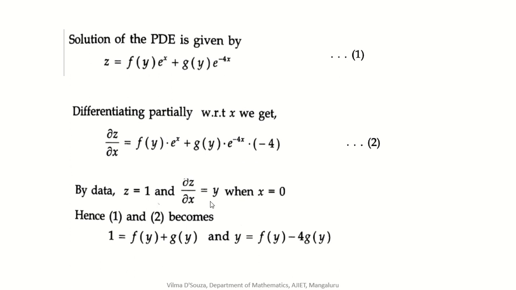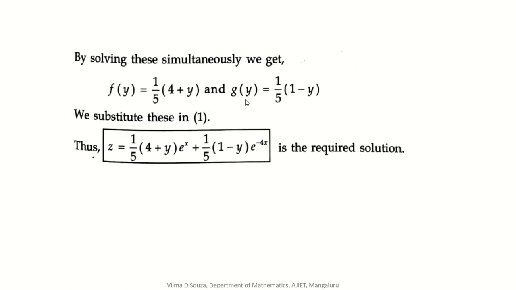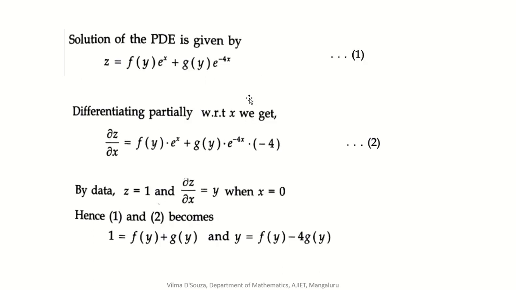You can add the equations. When you add the equations, directly if you add, nothing will get cancelled. Subtract the equations. F(y), this equation minus this, f(y) gets cancelled. g(y) minus 4g(y), that is 5g(y) is equal to 1 minus y. So 5g(y) is equal to 1 minus y, or g(y) is equal to 1 by 5 into 1 minus y. So by subtracting, f(y) gets cancelled, you will get g(y).